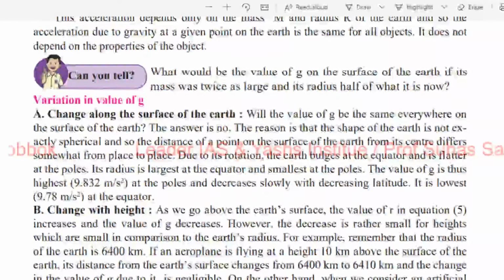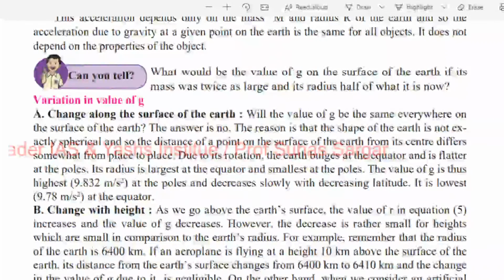Next topic: variations in the value of small g. A. Change along the surface of the Earth. Will the value of small g be the same everywhere on the surface of the Earth? The answer is no.